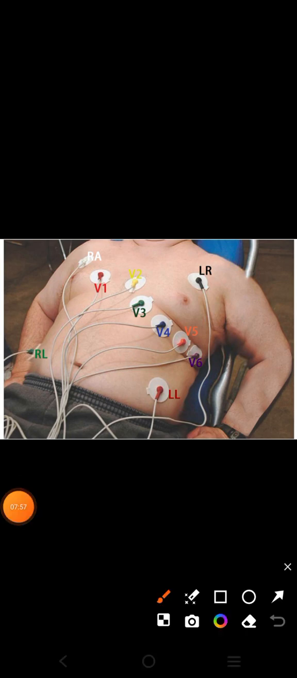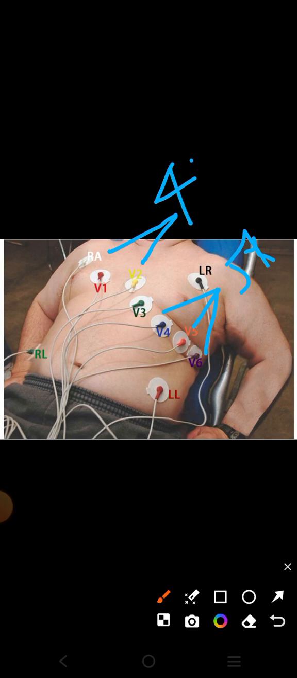Now let's discuss the location, where these electrodes are placed. V1 and V2 are both placed in the fourth intercostal space. V4, V5, and V6 are placed in the fifth intercostal space. V1 is placed in the fourth intercostal space just at the right sternal border. If this is the sternum of the person, then it is placed at the right sternal border, but V2 is placed at the left sternal border.